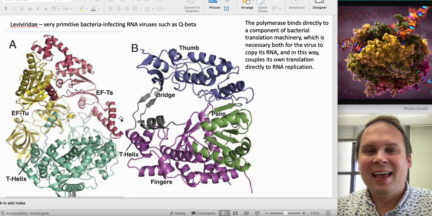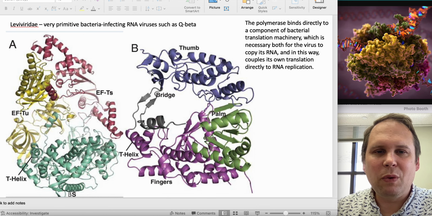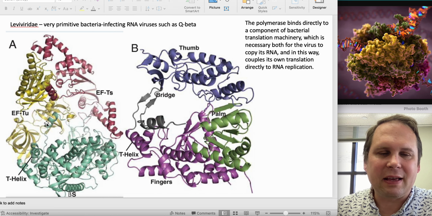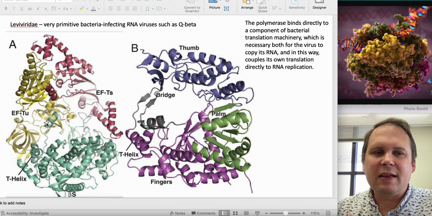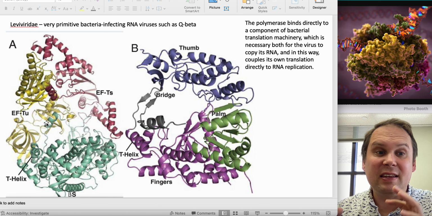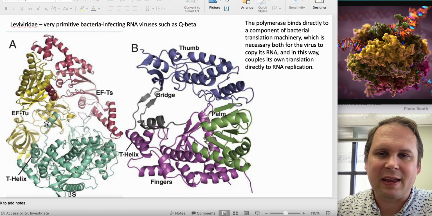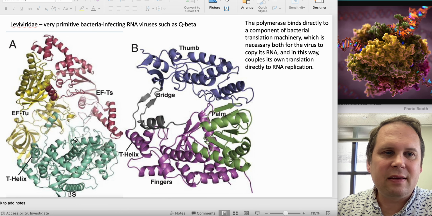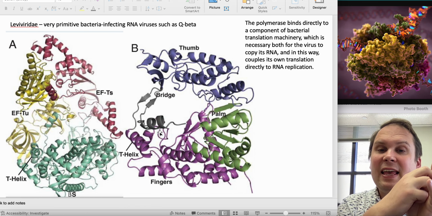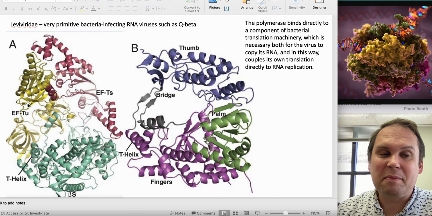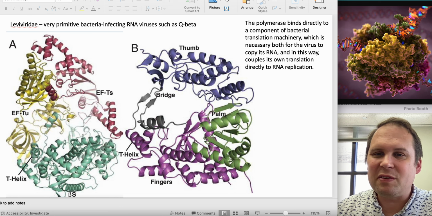There you go. In this case, though, what it's going to do is it actually interacts directly with the EF-Tu complex. So this is a little thing that's going to be clipped onto the ribosome. This is an elongation factor. So this is something that the ribosome is going to need in order to continue working. And the virus is very deliberately clipping its polymerase on. The polymerase's active site collapses if it's not in the right position to work, unless it is attached to these. I believe that is the full story.